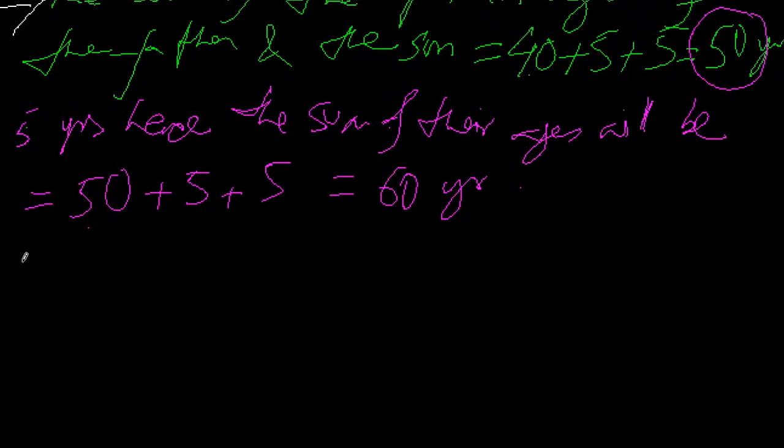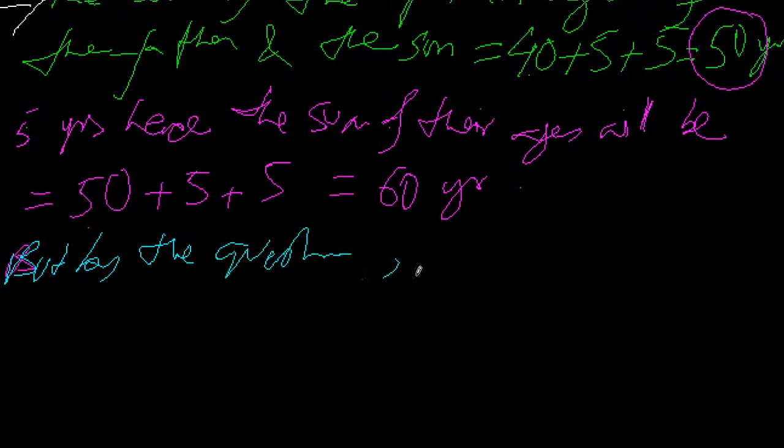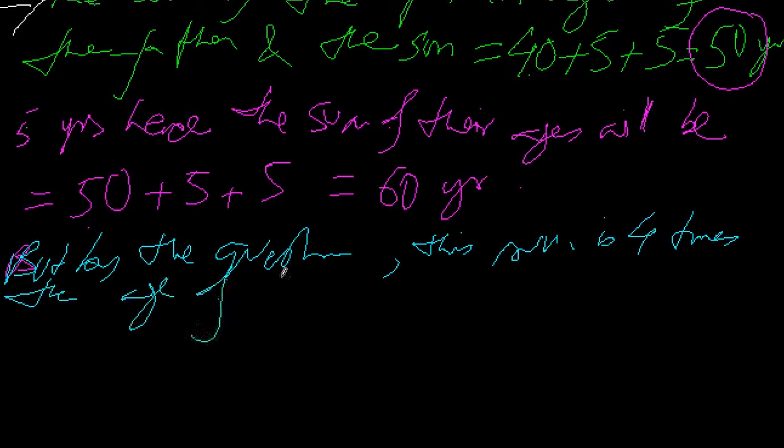But by the question, what are you seeing? Let me use another color here. But by the question, this sum, I mean this 60 years, is 4 times the age of the son, 4 times the age of the son, right?